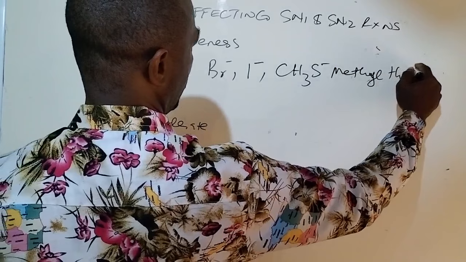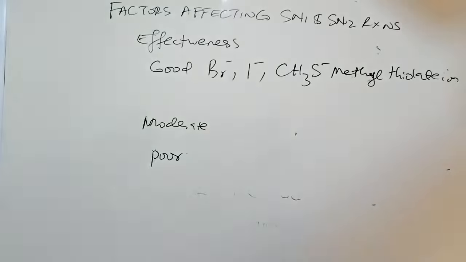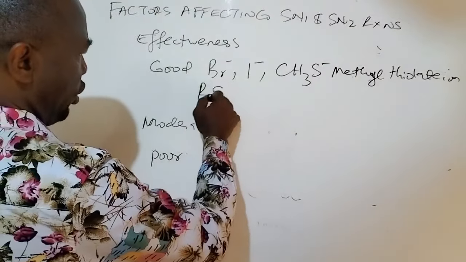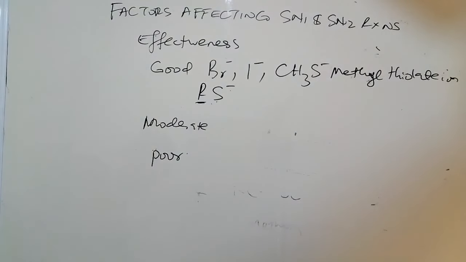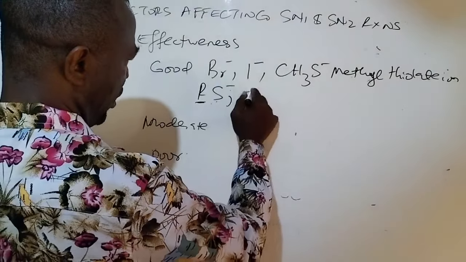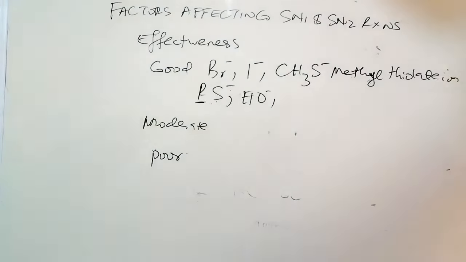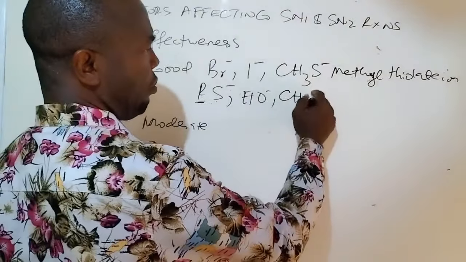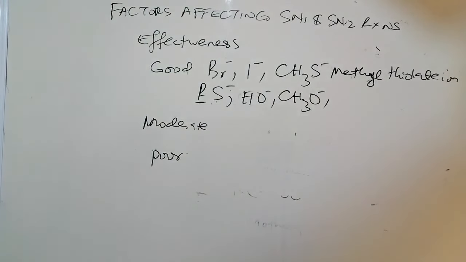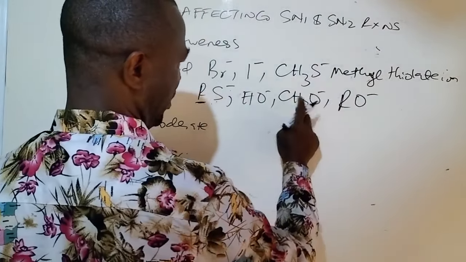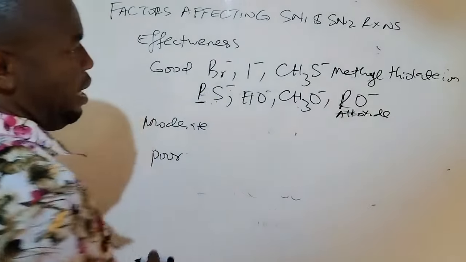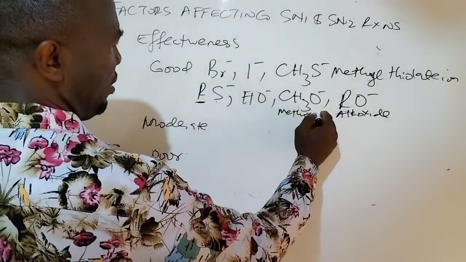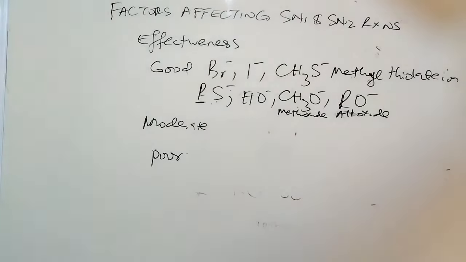thiolate ion, then the alkyl thiolate ion. The S minus is called the thiolate ion. Then the hydroxide ion, HO negative, with the negative charge on oxygen. Then other examples like the methoxide ion, and generally the alkoxide ions; methoxide is a kind of alkoxide ion. So these are classified as good, most effective nucleophiles in SN2 reactions.